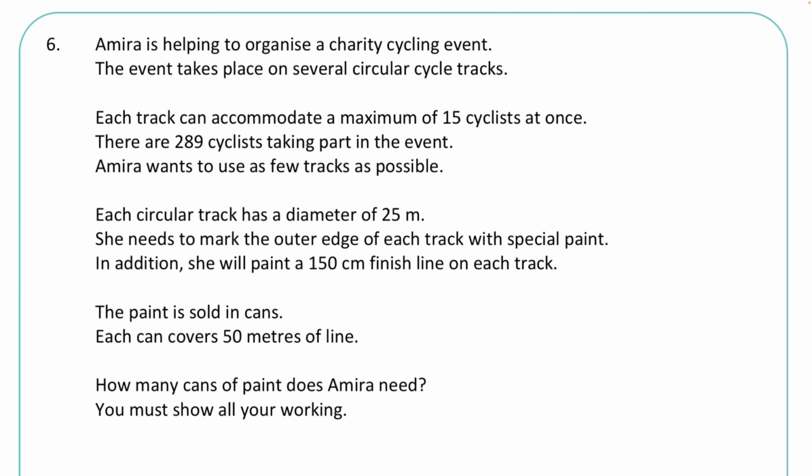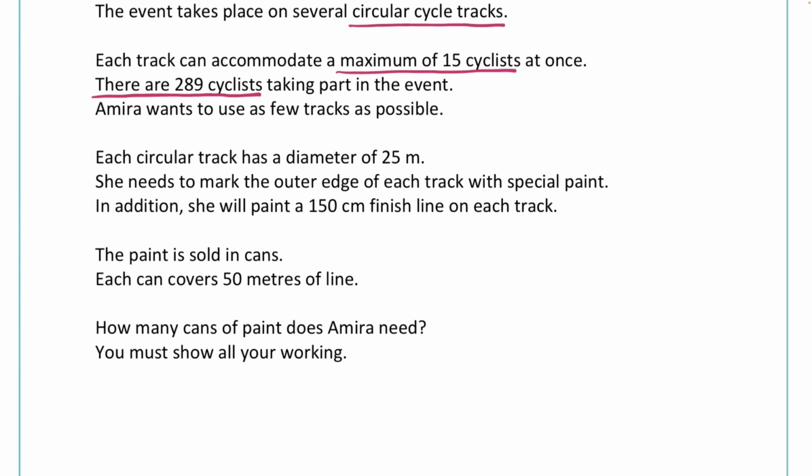This is quite a long-worded question. It says Amira is helping to organise a charity cycling event, and they are circular cycle tracks. Each track can hold a maximum of 15 cyclists, and there are 289 cyclists. Each circular track has a diameter of 25, and she needs to mark the outer edge of each track with a special paint, so the circumference. So the circumference formula is pi times diameter, or 2 pi r, whichever you choose to use.